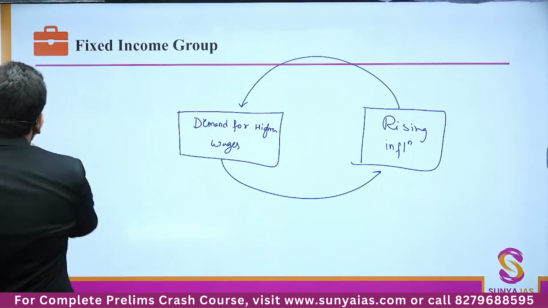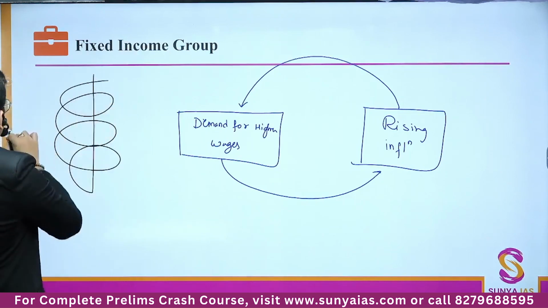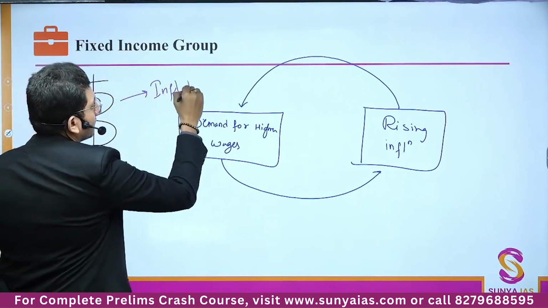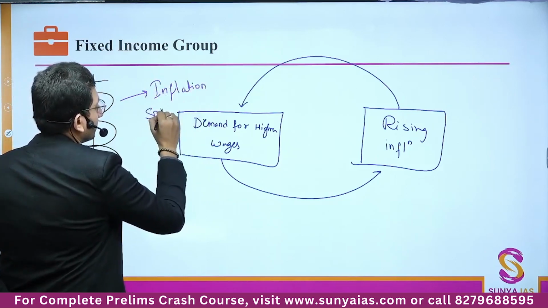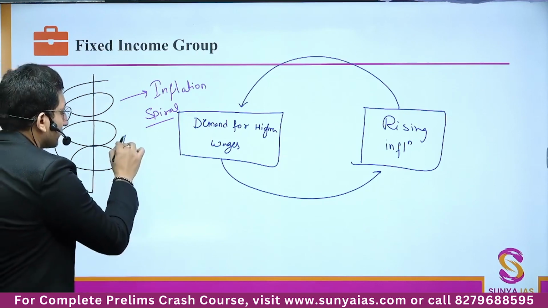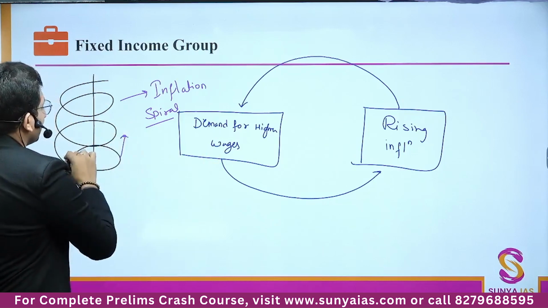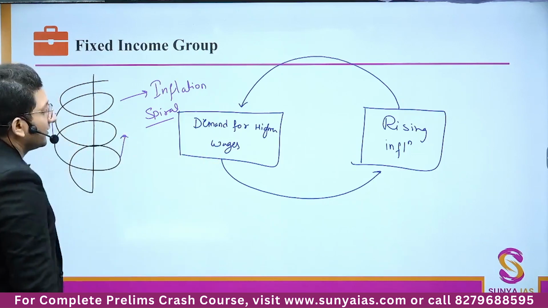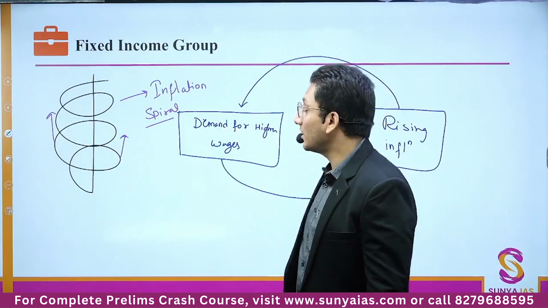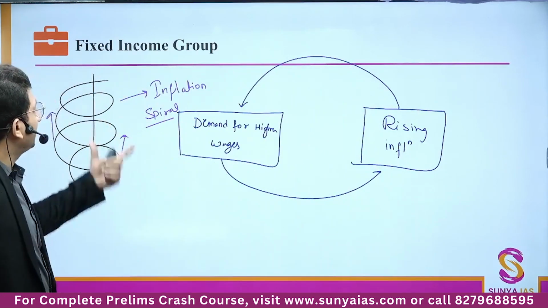So that is what we called the inflation spiral. That the demand for higher wages is pushing the prices up, the inflation to rise, and this increase in inflation will again push the demand for higher wages up. So this is what we called inflation spiral. Okay. So this is how it's going to affect the fixed income group.